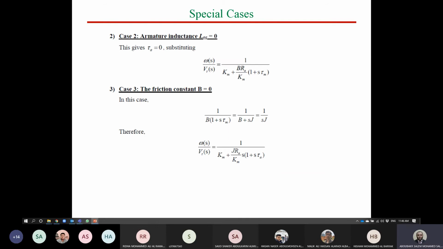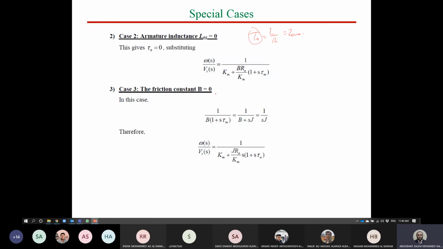Another case: if we consider the inductance equals 0, someone can say we need to consider the machine working at steady state without any change in L. So if you would like to apply L equals 0, this means that the electrical time constant tau A equals L over R will be 0. Substitute in the equation tau A equals 0, and you will get the mathematical model or the transfer function at that condition.